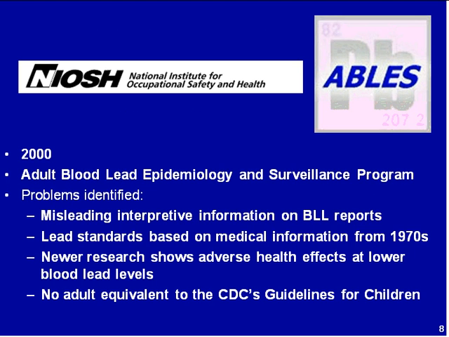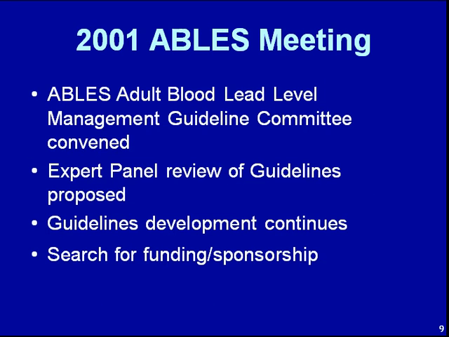In fact, people were recognizing this over a decade ago, and at the 2000 Adult Blood Lead Epidemiology and Surveillance Program meeting, there were a number of problems with the existing standard that were identified. First, many laboratories were giving back misleading interpretive information on blood lead level reports. And as I mentioned before, the standards were based on old information, with newer research. And there really were no adult guidelines that were equivalent to CDC's guidelines for children.